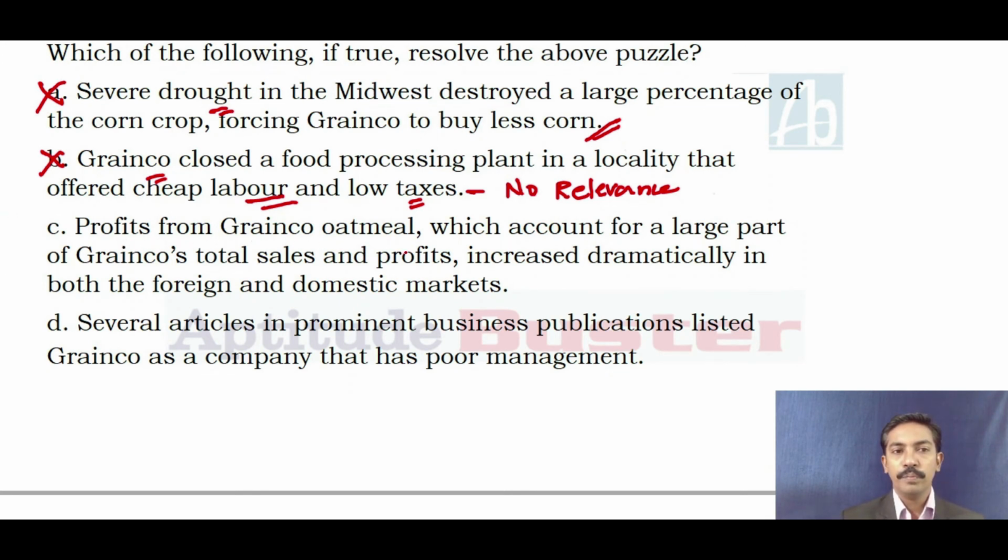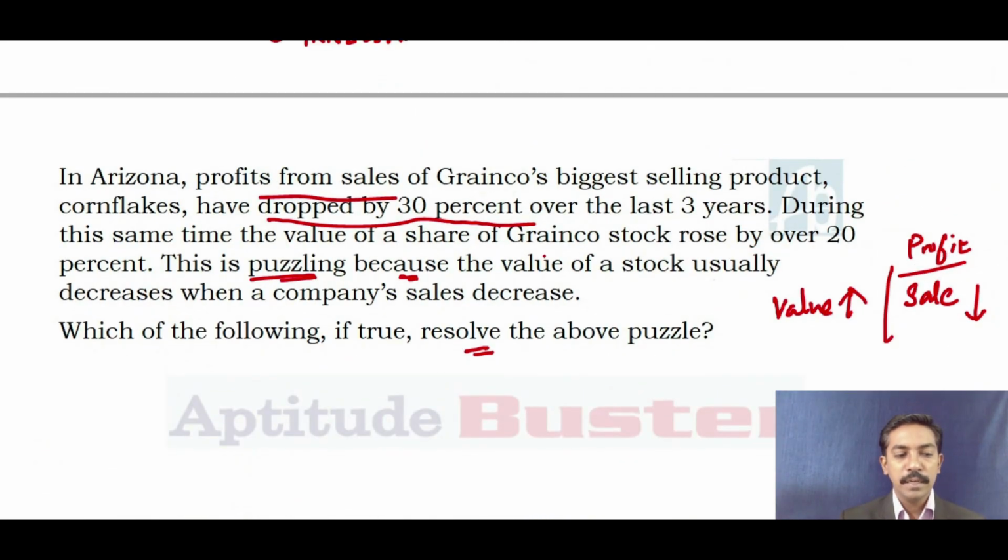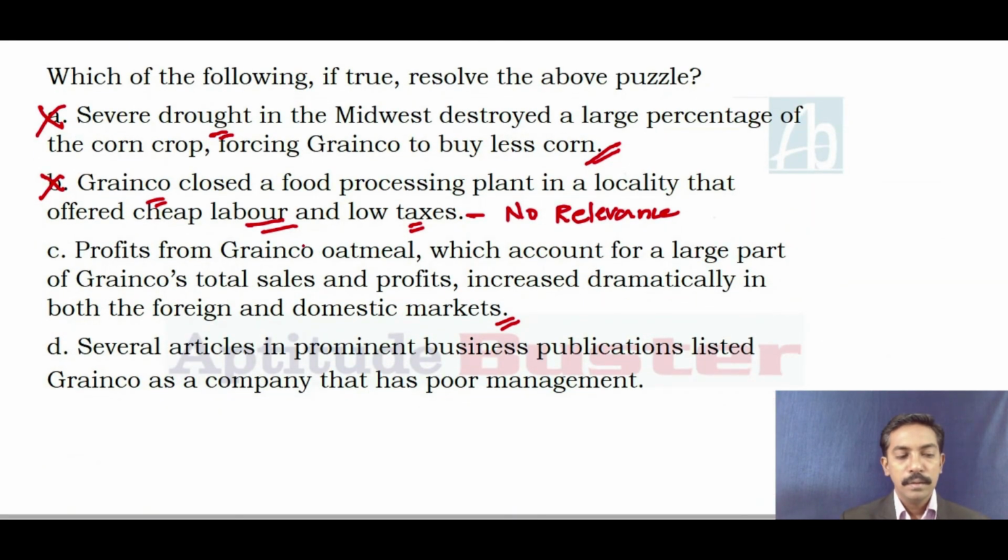Profits from Grainco oatmeal, which account for a large part of Grainco's total sales and profits, increased dramatically in both the foreign and domestic markets. While you read C, do you think option C provides you a reason? Of course it does. Your argument says its biggest selling product, cornflakes, profit has decreased. Whereas option C says Grainco oatmeal, another product like cornflakes, another product, oatmeal, is doing well.